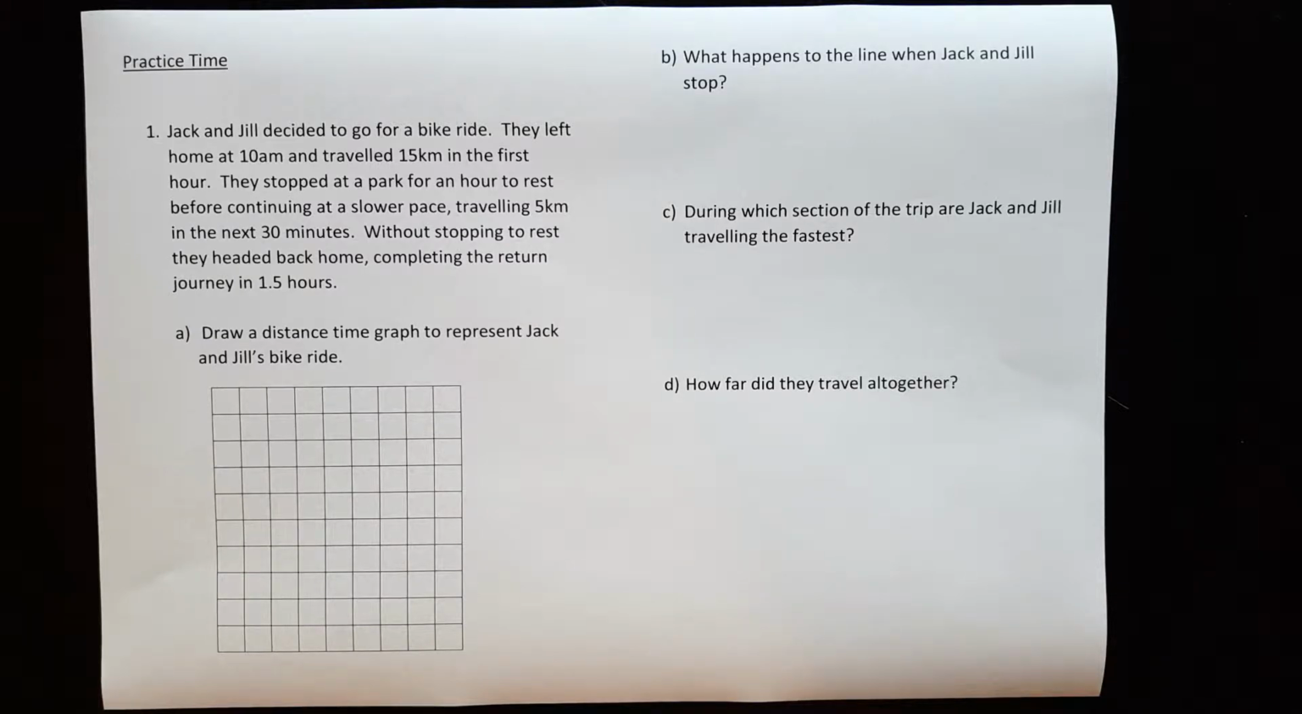Okay, so for question 1, Jack and Jill decide to go for a bike ride. They left home at 10 a.m. and travel 15 kilometers in the first hour. They stop at a park for an hour to rest before continuing at a slower pace, traveling 5 kilometers in the next 30 minutes. Without stopping to rest, they headed back home, completing the return journey in 1.5 hours. Draw a distance time graph to represent Jack and Jill's bike ride.